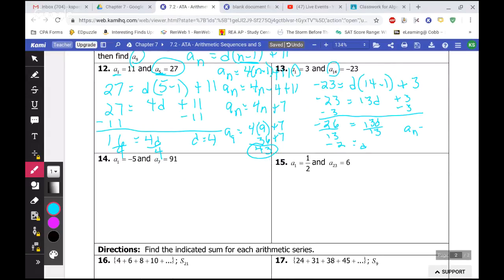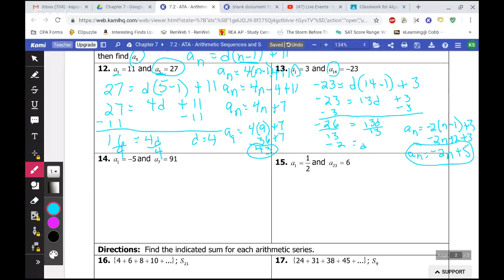a sub n equals negative 2 times n minus 1 plus 3. So negative 2n plus 2 plus 3, because negative 2 times a negative 1 is positive 2. So we have negative 2n plus 5. So that's our rule for number 13.